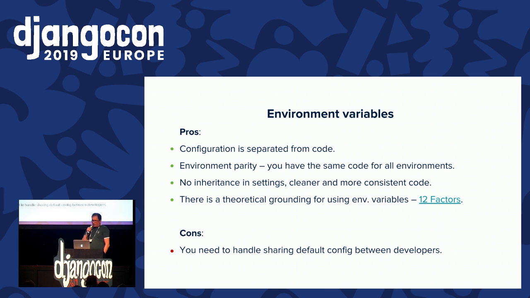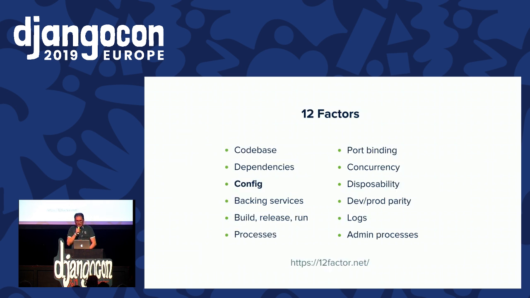So this approach has a lot of advantages. Finally, we have configuration separate from code. You have environment parity between all your servers. There is no inheritance. And also there is a theoretical grounding for using environment variables for configuration. It's the 12 factors. The 12 factors are a collection of recommendations for building web apps that are easy to deploy and scale in the cloud. It was created by Heroku, a well-known cloud hosting provider.